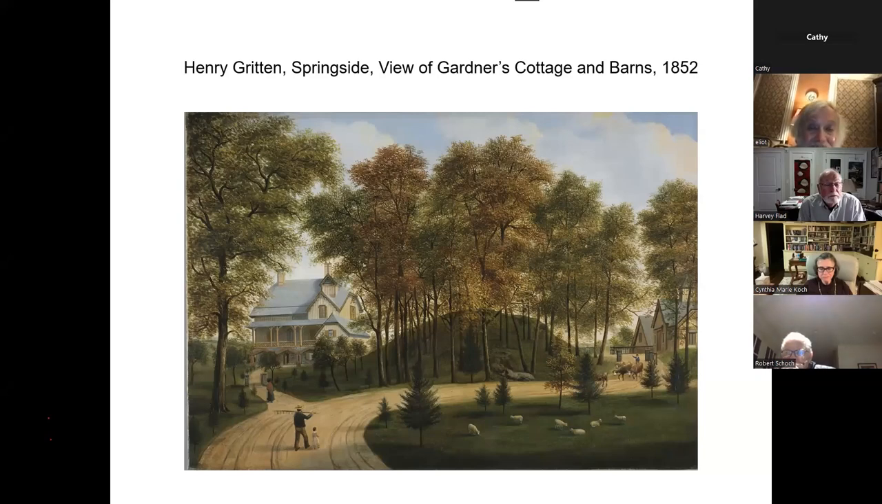The hemlock trees that still exist on Springside are the ones that were planted here by Downing. The sheep, and it was called Deer Park as well. The idea of the lawnmower had not yet come along. But this gives you a pretty good example of what the site was and how Downing mixed the picturesque and the beautiful. Next, please.